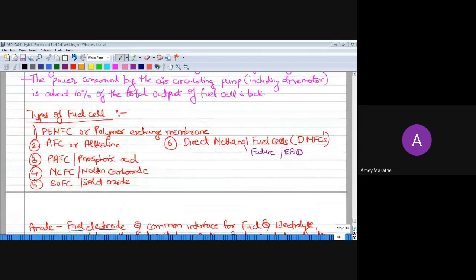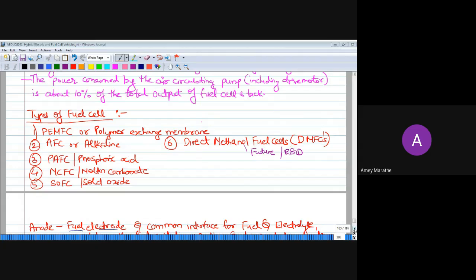Then we came to a discussion about the fact that the type of electrolyte will decide the type of fuel cell. From that, the different types of fuel cells which are possible are proton exchange membrane, alkaline fuel cell, phosphoric acid fuel cell, molten carbonate fuel cell, solid oxide fuel cell, or we also have something called a direct methanol fuel cell. Now this direct methanol fuel cell is the future, where a lot of R&D is going on.